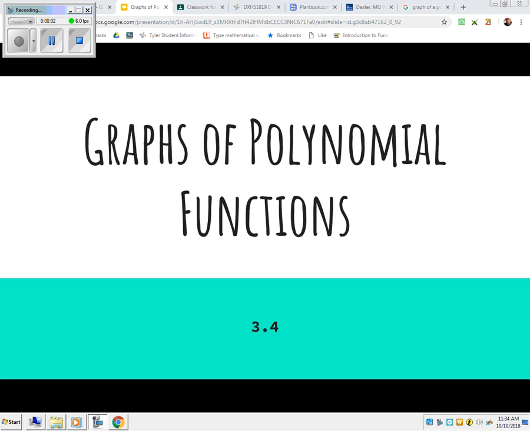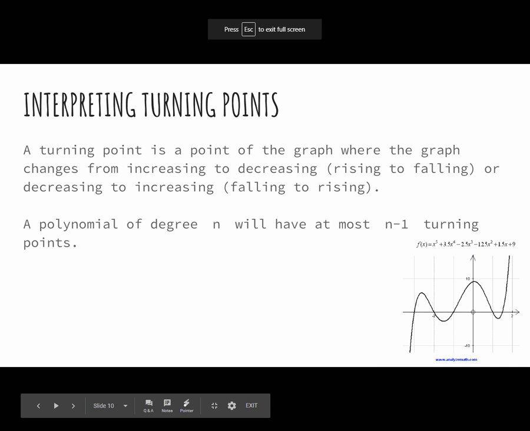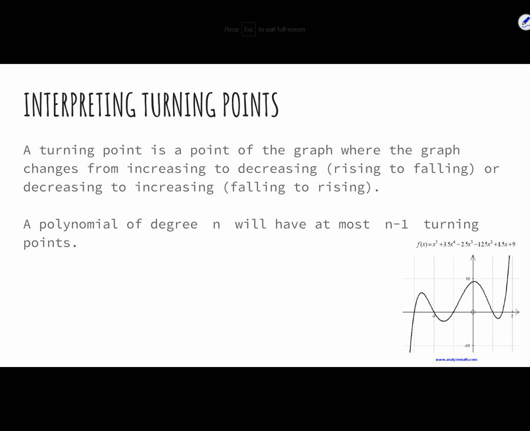If you did part 1 from your homework yesterday where we found zeros and multiplicities and maybe some end behavior, then today should be a fairly easy transition for you. Let me get this full screen here. One other little shortcut that we have is looking at turning points and looking at the degree.